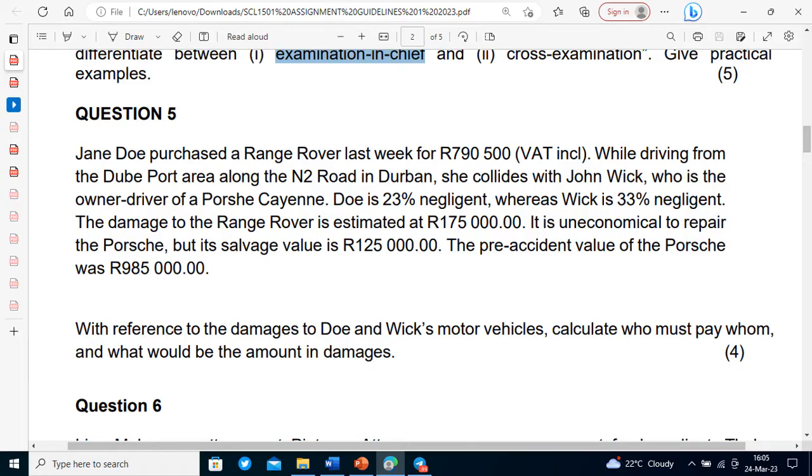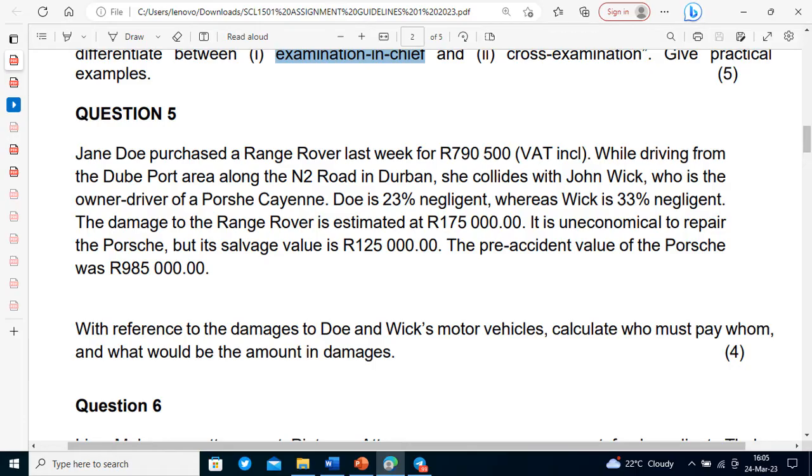So this is how you do it. Whenever you're approaching this kind of question, you need to write the names of those people side by side. On one side, just write Jane, and on the other side, just write John, in your scripts, because we are trying to calculate with understanding. Under Jane, write the percentage of negligence, which is 23, and then the 33 for John. Then we check who owns which car, and then we check the values of those cars.